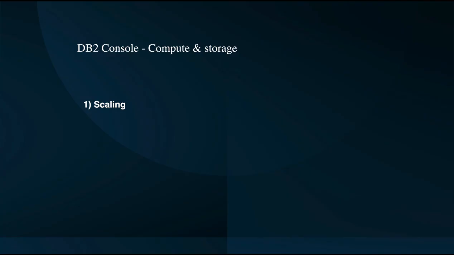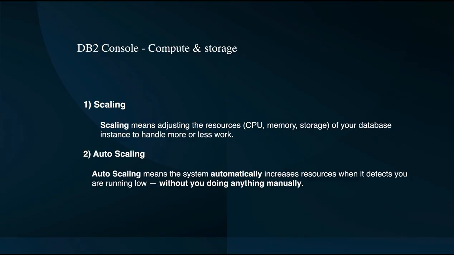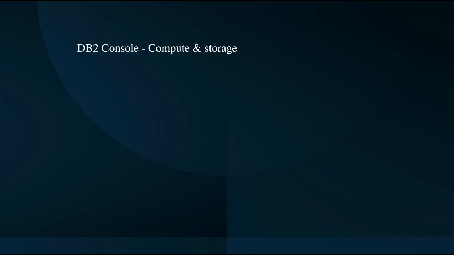1. Manual scaling. Scaling means adjusting the resources like CPU, memory, storage of your database instance to handle more or less work. Second, auto scaling. Auto scaling means the system automatically increases resources when it detects you are running low without you doing anything manually. Let's discuss the different key features of compute and storage.